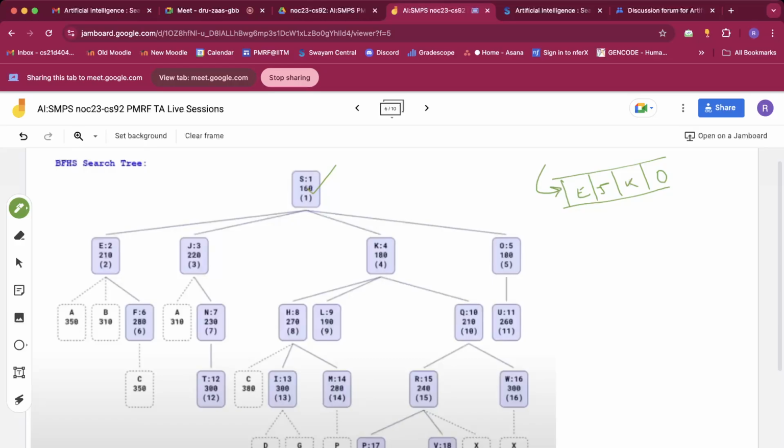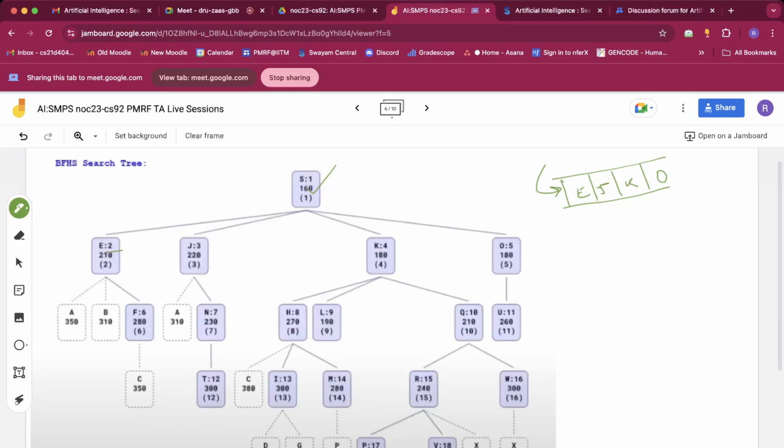So E is given number 2 over here, and the children of E, or the nodes that we could go to from E, are A, B, and F. We won't include S again because it's a breadth first search. And we see that out of these, A and B have an F value greater than 303, right?